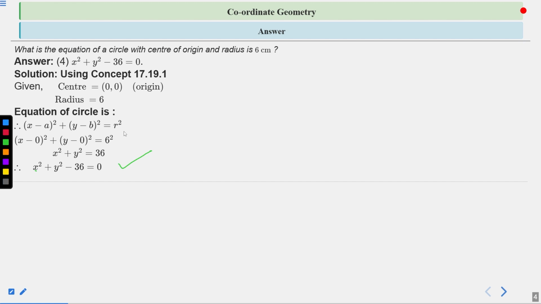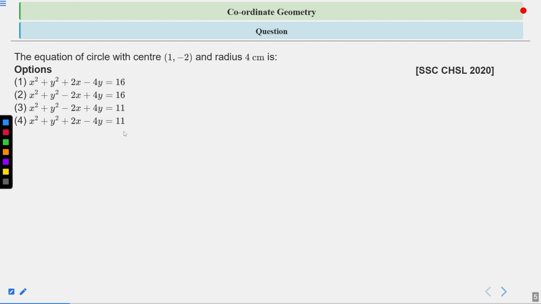Next one. The equation of a circle with center 1, minus 2 and radius 4 centimeter is, and this question is asked in SSC CHSL exam in 2020. So there are four options. First one is x square plus y square plus 2x minus 4y equals to 16. Second is x square plus y square minus 2x plus 4y equals to 16. Third one is x square plus y square minus 2x plus 4y equals to 11. And fourth one is x square plus y square plus 2x minus 4y equals to 11.